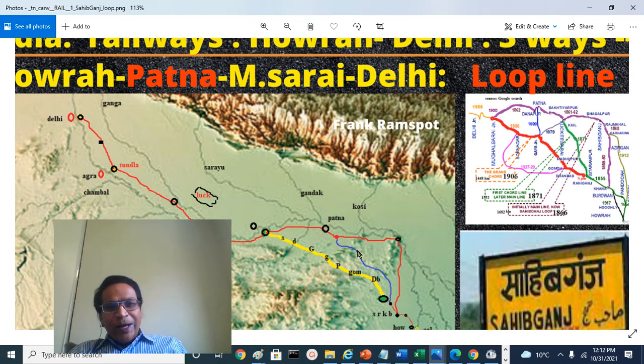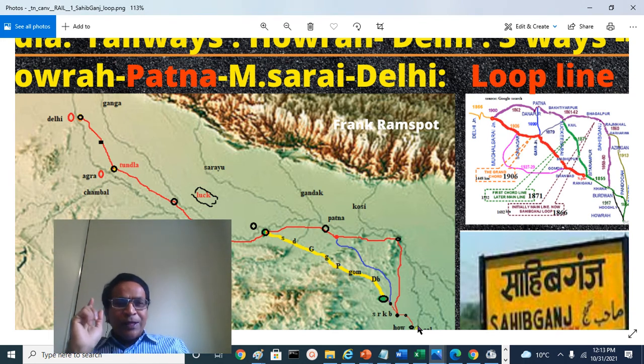Then when the Kiul line was built, this became the chord line, the shortest line between Mughalsarai and Howrah. Always remember Mughalsarai and Howrah. You need not even worry about Delhi. That's not the point. All these three lines join at Mughalsarai, across the river Ganga, close to Benares, Varanasi, but they never cross the river and never enter Benares. At that time, remember, now they cross and enter and go to Lucknow, go to Delhi. That's a different story, so that is also a confusion. You should not be thinking about that.